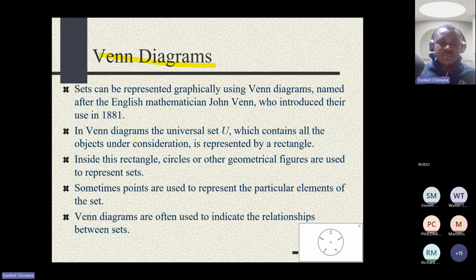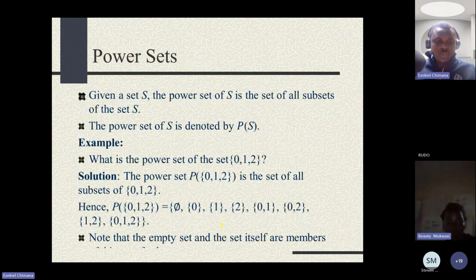So in Venn diagrams, the universal set U, which contains all the objects under consideration, is represented by a rectangle. Inside this rectangle, circles or other geometrical figures are used to represent sets. Normally we do use circles. Sometimes points are used to represent the particular elements of the set, but normally you just write the elements within the set. Venn diagrams are often used to indicate the relationships between sets.